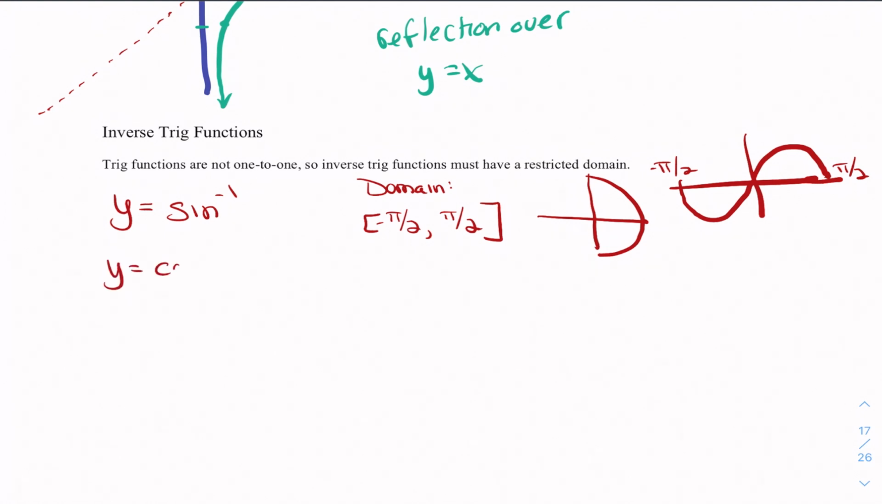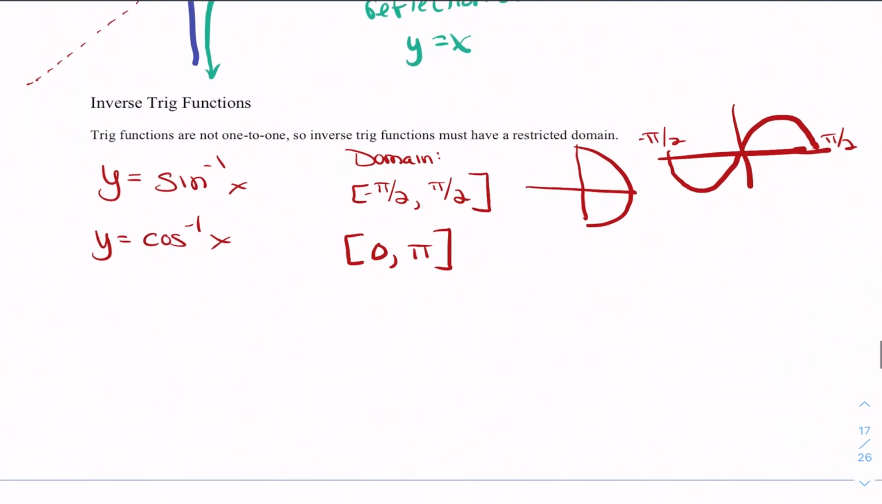For inverse cosine, let's put an x there. Our domain is from 0 to pi. We use brackets, meaning we can be those values. And just as a visual, for inverse cosine, we just look at the upper portion of the unit circle. Inverse tangent, the domain is from negative pi over 2 to positive pi over 2.